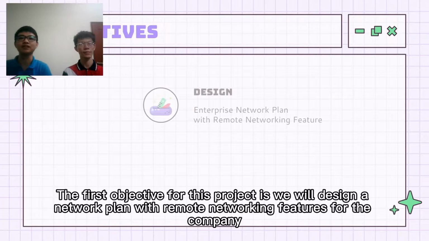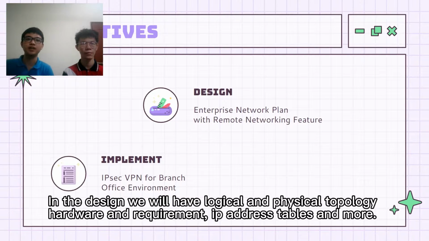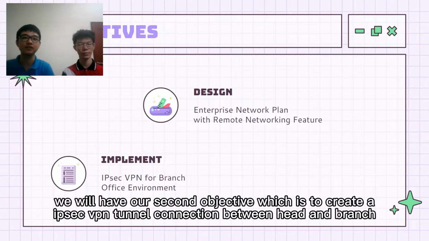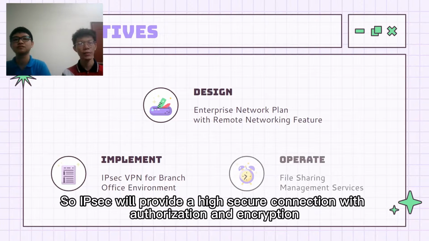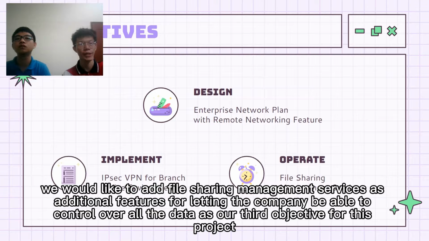The first objective for this project is to design a network plan with a remote networking feature for the company. In the design, we will have logical and physical topology, hardware and requirements, an IP address table, and more. After we design and establish the basic network design, the second objective is to create an IPv6 VPN tunnel connection between head office and branch. IPsec will provide a highly secure connection with authorization and encryption. After a secure and private network environment has been created, we would like to add a file sharing management service as an additional feature, letting the company control its data, as our third objective for this project.